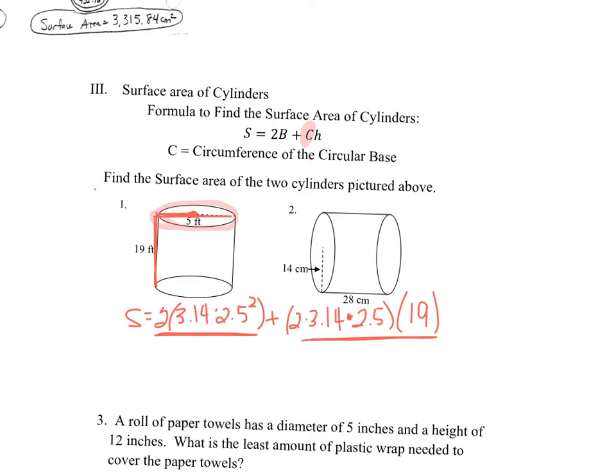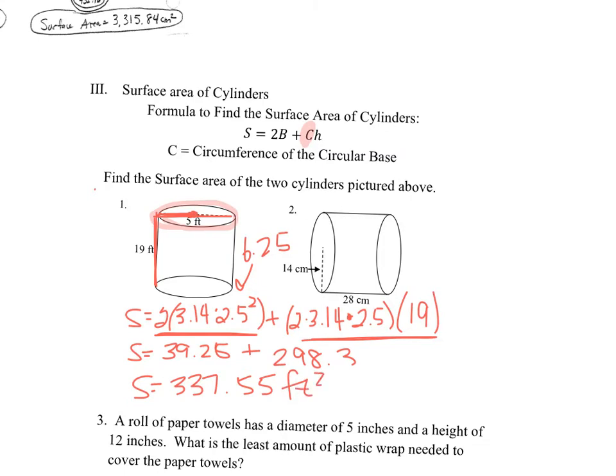So 2.5 squared is going to give you 6.25. So this one here is 6.25. So when I multiply 2 times 3.14 times 6.25, I get my surface area equals 39.25 plus, and then 2 times 3.14 times 2.5 times 19 is 298.3. So we're going to add those two together, and you're going to get 337.55 feet squared.